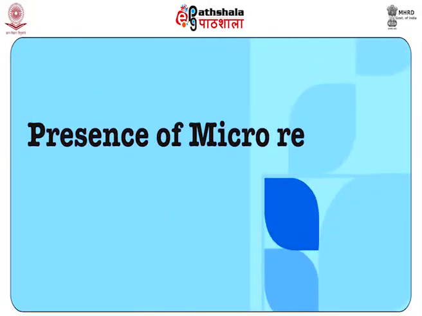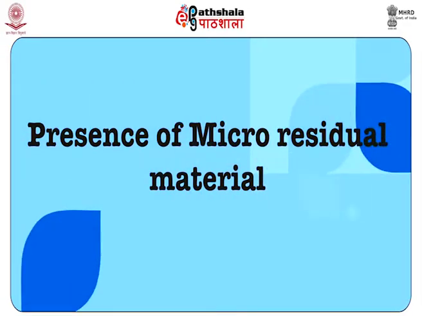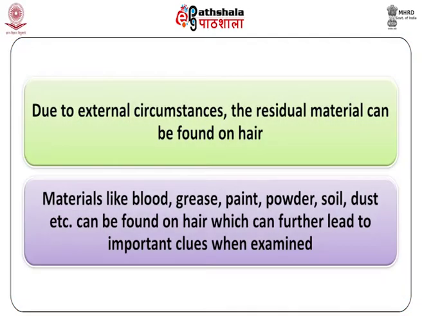The next is presence of micro residual material. Sometimes, due to external circumstances, residual material can be found on hair. Materials like blood, grease, paint, powder, soil and dust can be found on the hair, which can further lead to important clues when examined.